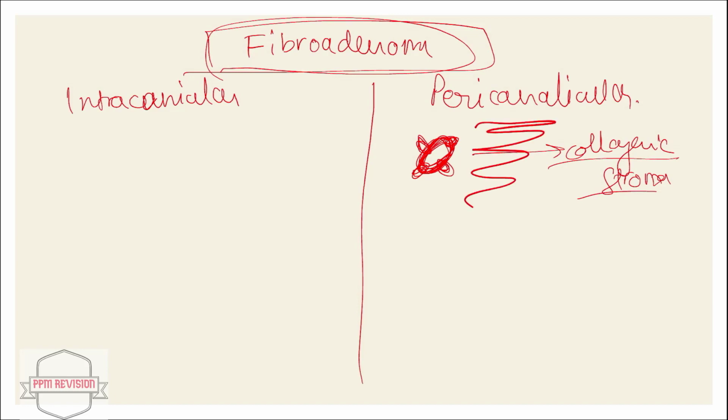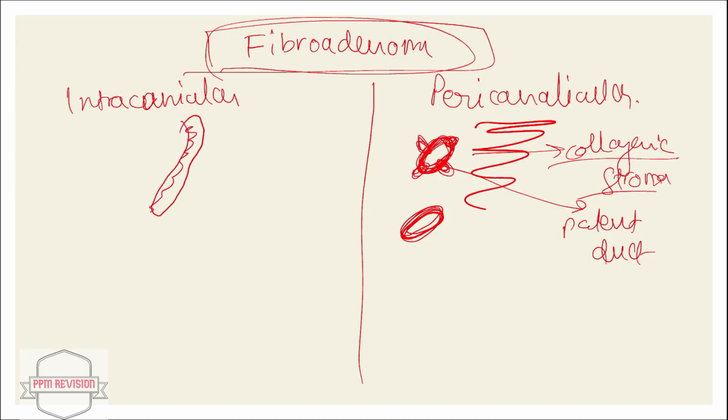Hopefully we know what a stroma is. Yes, collagenic stroma is seen, and also the patent duct can be seen. This is pericanalicular. As you know, there is a ring-like structure, right? In case of intracanalicular, there is presence of a compressed duct. There is nothing but a compressed duct that is found.